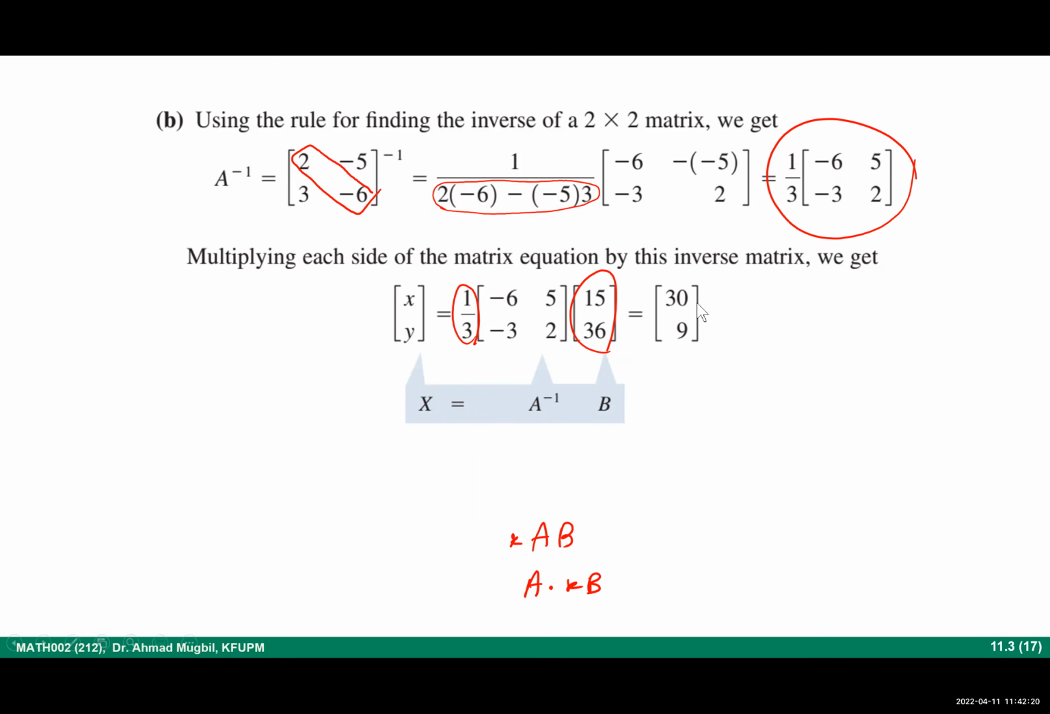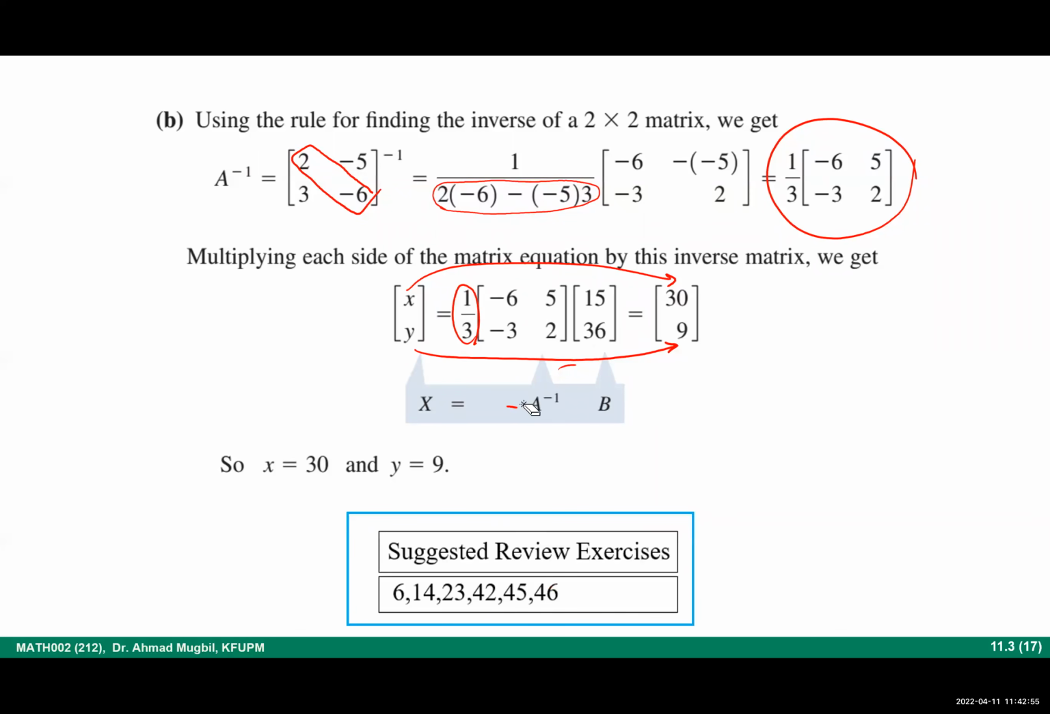For example, here you can keep this as it is, -6, -3, 5, 2. Then here you have what? 5, and multiplied by it will be 12. Now it becomes, of course, much easier to find that the product of the first row by the second column will give you 30, and the second row by the first column will give you 9. Now what you have here, X is 30, Y is 9. And of course, this is the solution of this system. This is all what we have, Shabab, in 11.3.